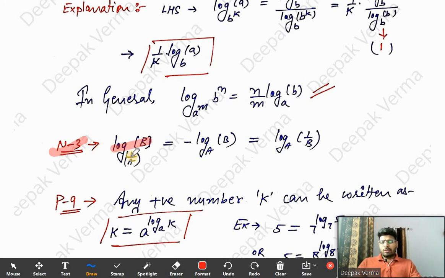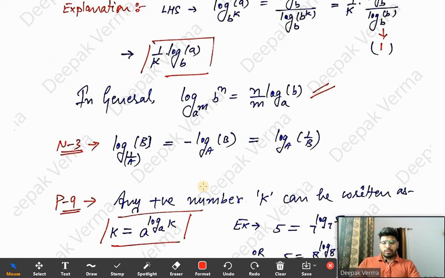Next we have a note over here. Log b to the base 1 over a. 1 over a means a to the power minus 1. By using this property, we get minus log b base a. Then again by property, minus 1 will go to the power of b, and b to the power minus 1 can be written as 1 over b. Is it clear? So all these three are equal.